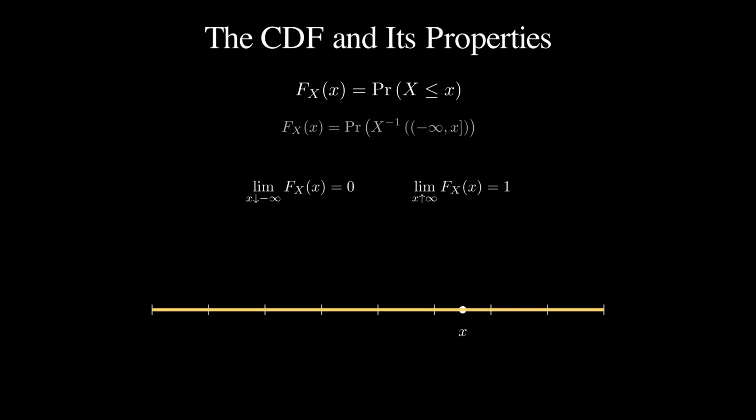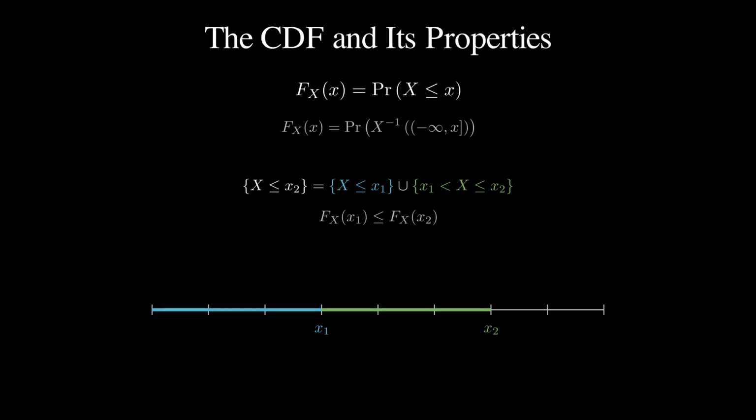Toward minus infinity, the event empties, so the CDF falls to 0. Toward plus infinity, it captures everything, so the CDF climbs to 1. Now take 2 points, x1 below x2. The event that X is at most x2 splits into 2 disjoint pieces, X at most x1 and X strictly between x1 and x2. Probabilities add, so the CDF can never decrease.